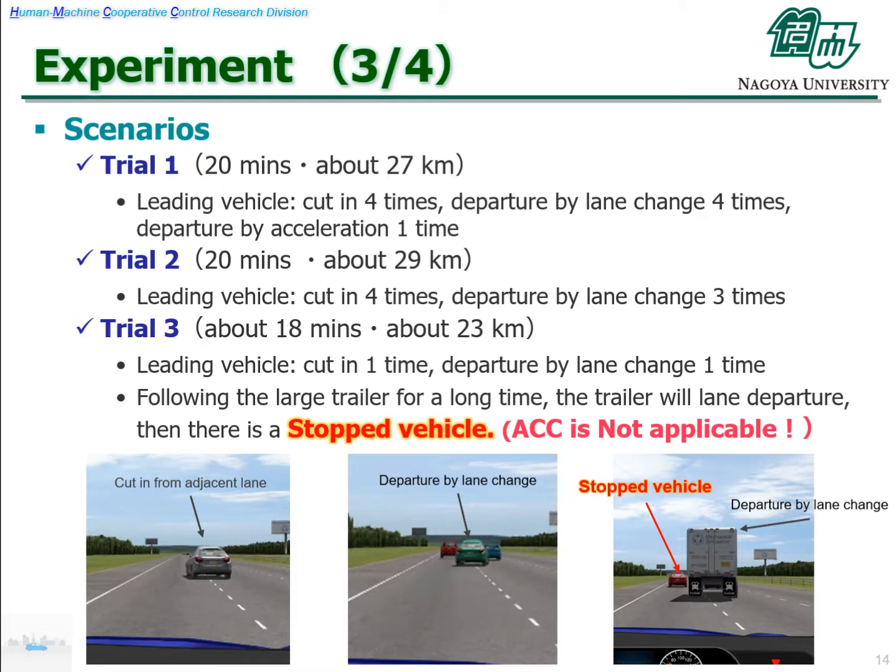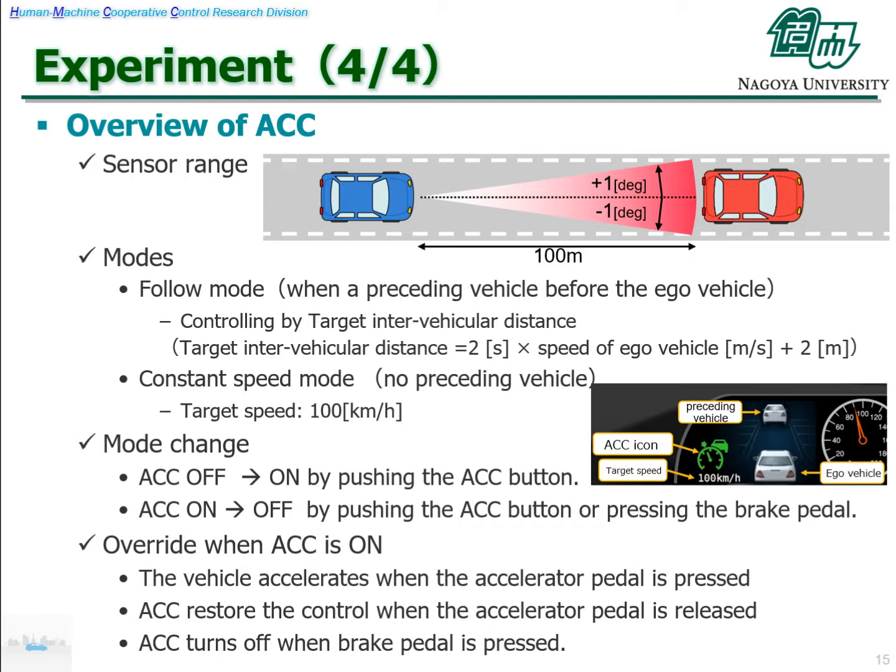However, at the end of trial 3, after following a large trailer for a long time, the trailer changes lanes. Then there is a stopped vehicle in front of the ego car. In this case, ACC is not applicable. Actually, this is a very important point, because we want to see the reaction time and the trust state of each participant.